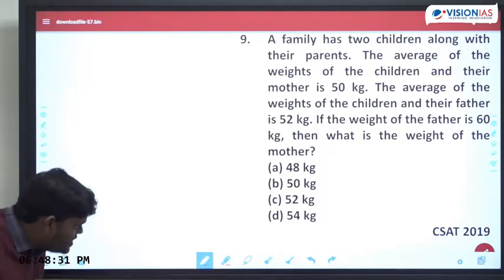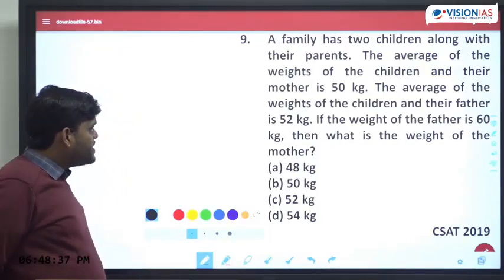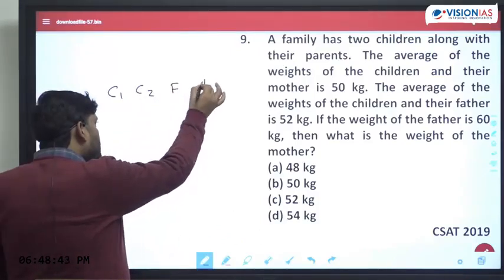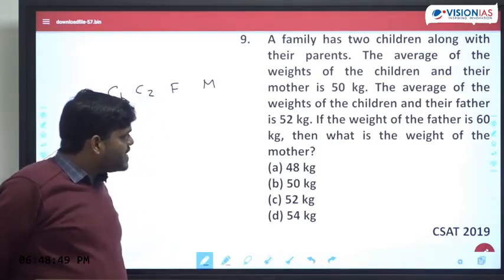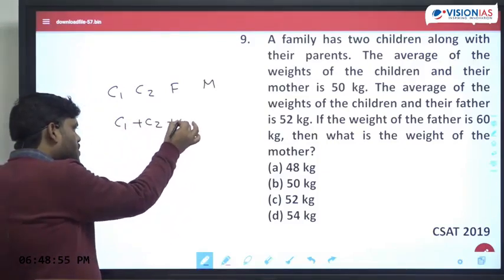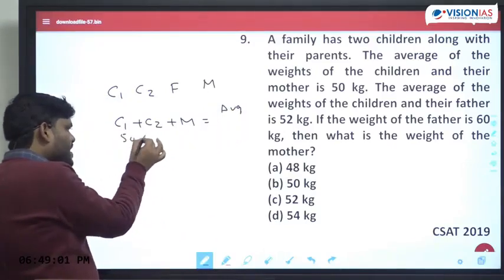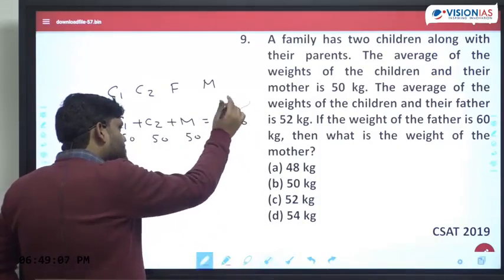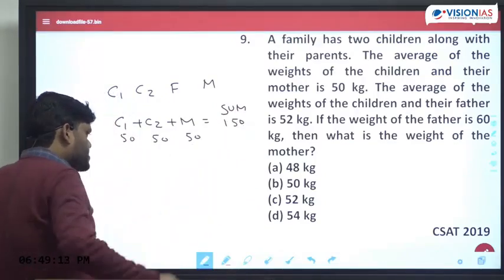Okay, let's solve this. A family has 2 children along with their parents. So C1, C2, father and mother. This is the case. The average weight of the children and their mother is 50. That means the average of C1 plus C2 plus mother is 50, so I can say the total is 150.